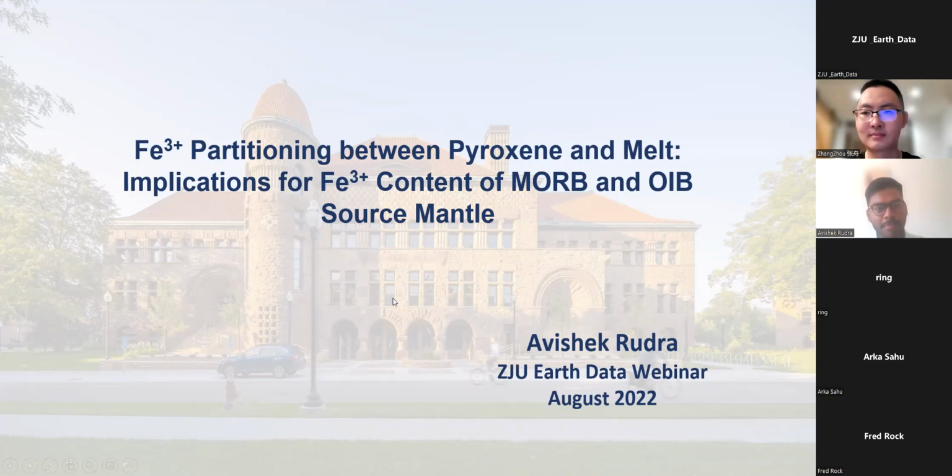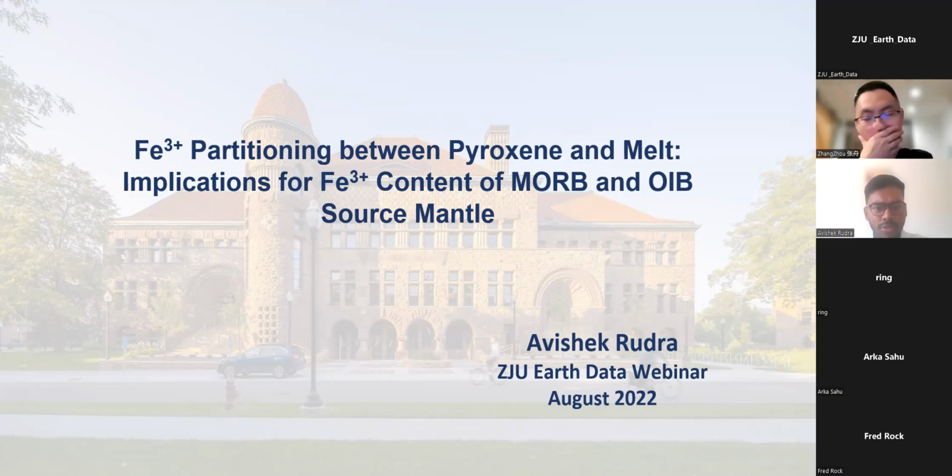I will share a part of my work that I did as a part of my PhD at the University of Minnesota, which involves understanding ferric iron partitioning between pyroxene and melt, and what it means for the ferric iron content of the upper mantle and the oxygen fugacity of the upper mantle.